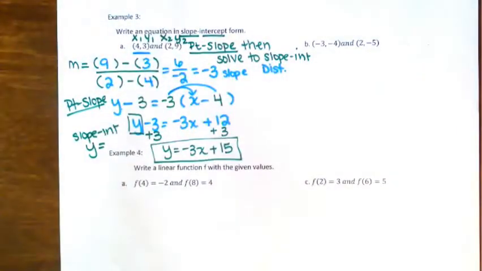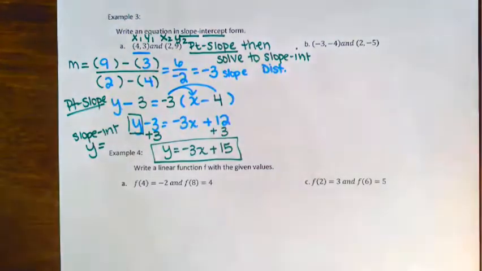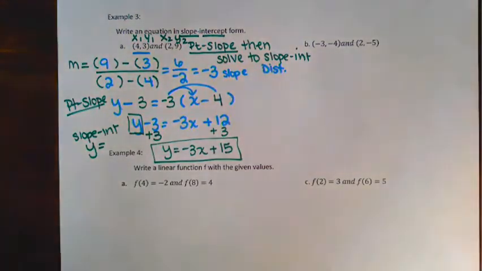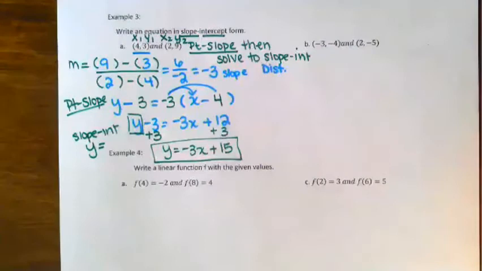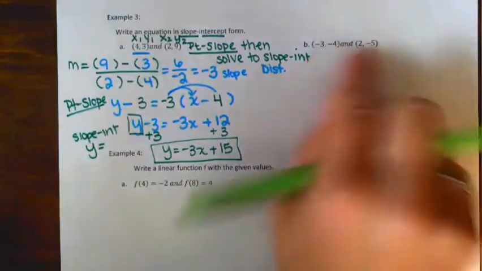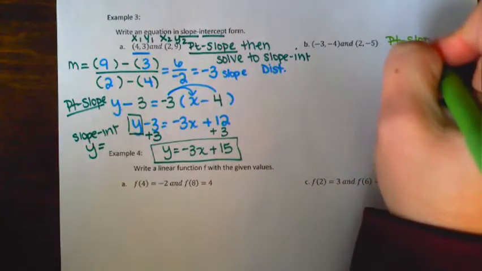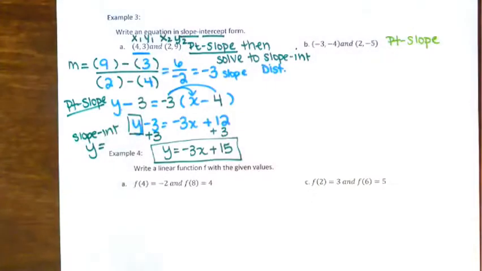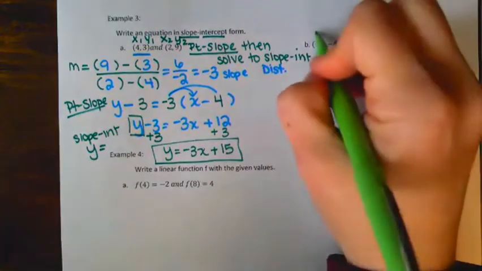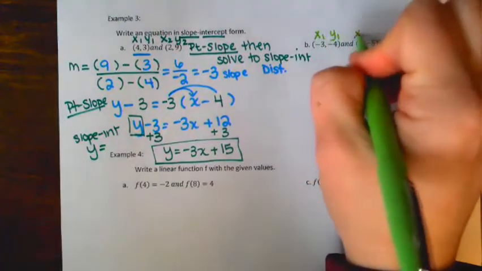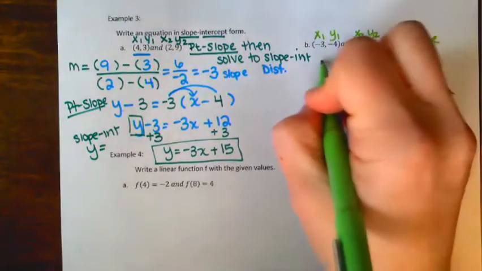Okay. All right. So was that as bad as you guys thought it was? No. All right. Let's go ahead. Same thing. We have 2 points. So we need to go to point slope form first because these are not slope intercept. Okay. So let's go ahead and find our slope. So again, x1, y1, x2, y2. So m equals.